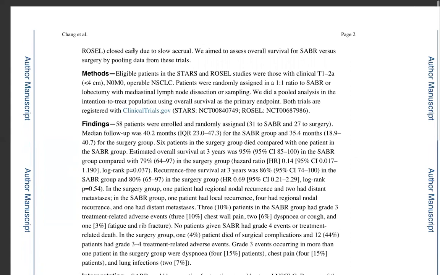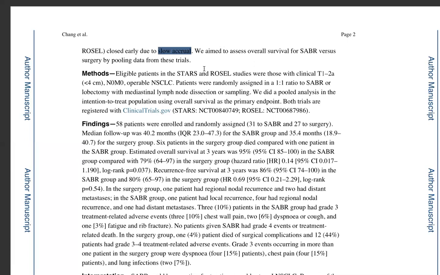And then they are saying it was closed due to slow accrual. Why do you think accrual was slow? People will not consent. Absolutely. How the hell can somebody consent to a non-gold standard treatment when there is a gold standard treatment which tells you that the survival is 94% in stage 1A lung cancer? How can a patient consent to have a procedure which has no description of survival? Because at the end of the day, cancer is all about survival and recurrence.